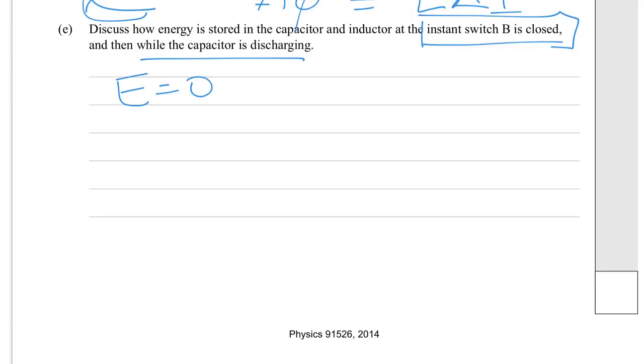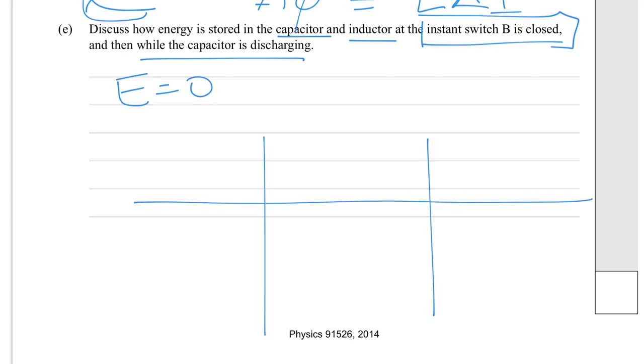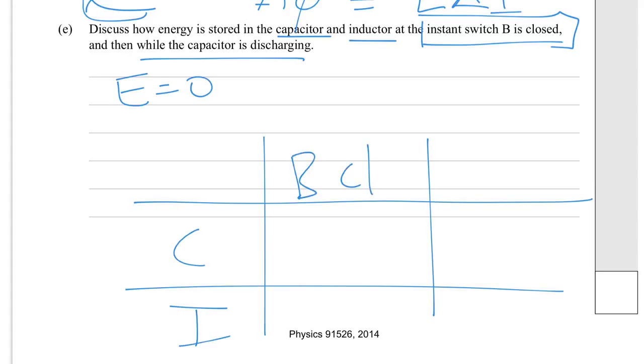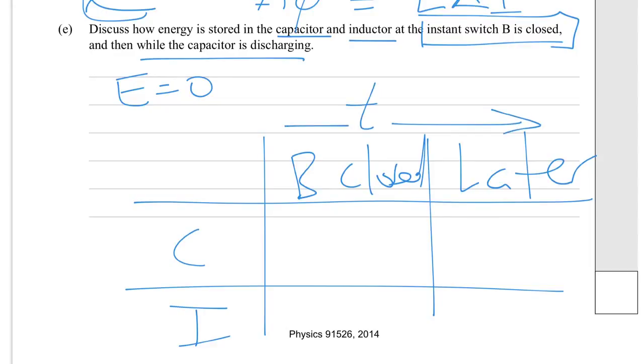And this is capacitor and inductor. In fact, we could do a little grid here, which might be easiest to look at. We've got capacitor, inductor, and then B closed, and then while the capacitor is discharging, so that's a little bit later. Okay, so as time passes, that's our time axis, time zero when it's closed to passing later. So for the capacitor, as soon as you have it closed, it's the separation of charges, positive and negative on each plate that is storing it there.